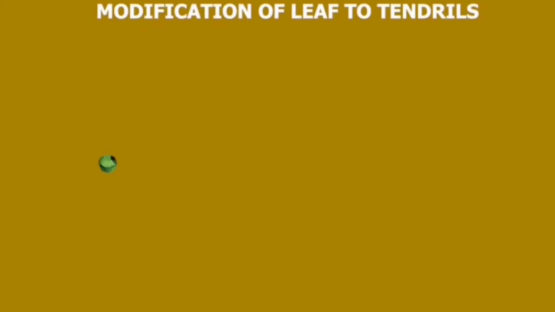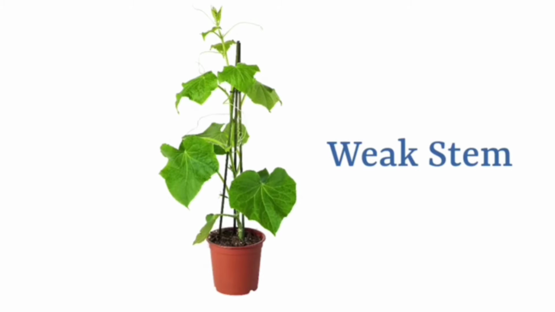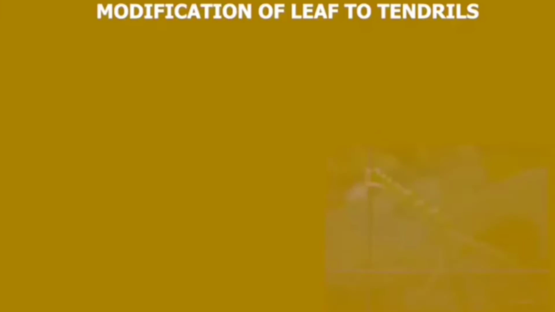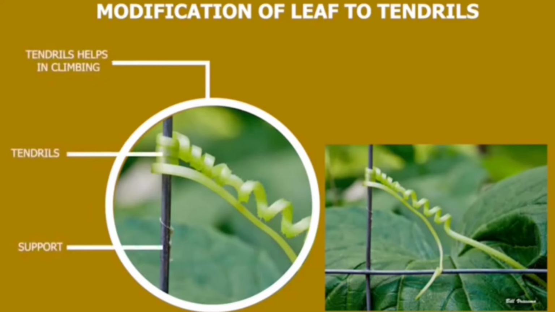Part 2. Modification of leaves to tendrils. Some plants have a very weak stem and cannot stand on themselves. To provide extra support, the leaves of such plants get modified into a string-like structure. This structure is called tendrils. Tendrils help a plant climb on support efficiently.